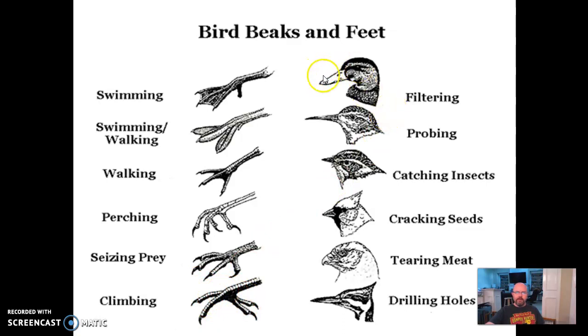If they have a beak like a duck's beak, a bill, that's good for filtering, sifting things out of the water. A long pointed beak is for probing. A small one with tufts of hair around the beak is good for catching insects. A chisel-like beak is for cracking seeds. One that's hooked, like we saw with the eagle, is good for tearing strips of meat. Or the woodpecker's nice, hard, chisel-like beak is good for drilling holes in wood.